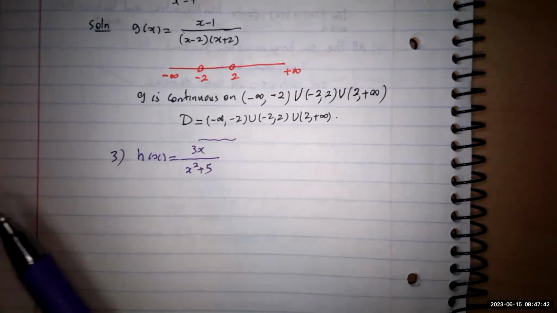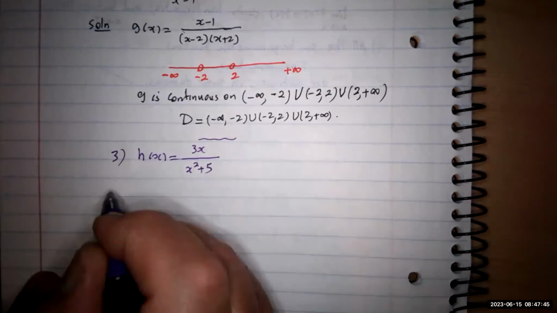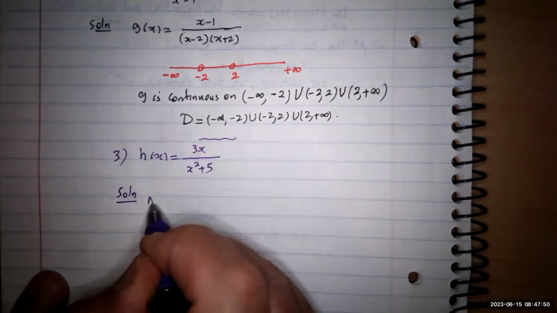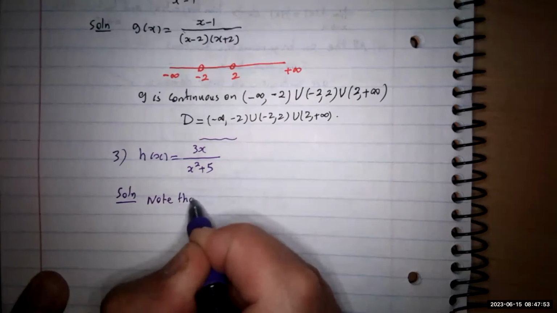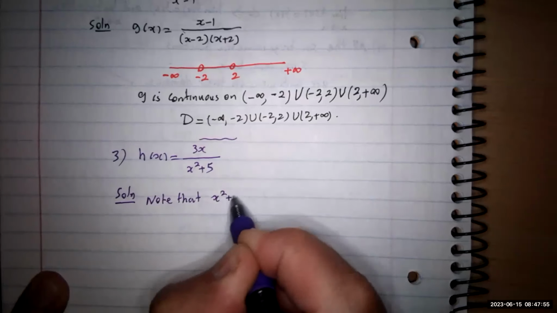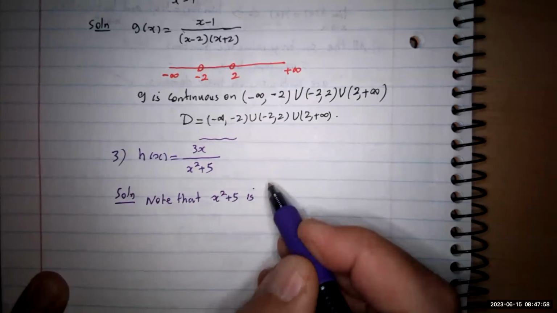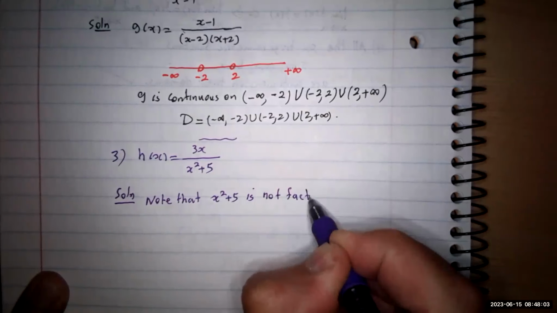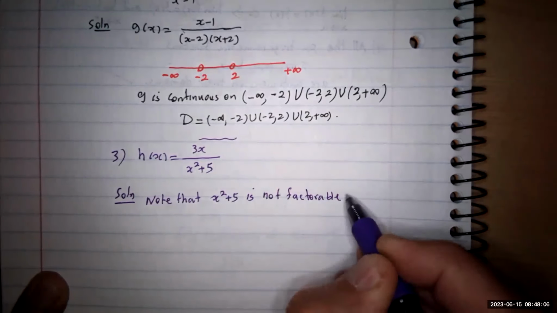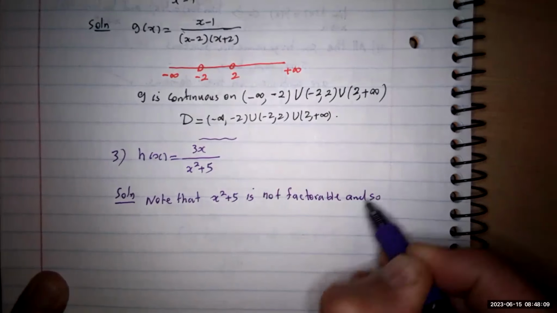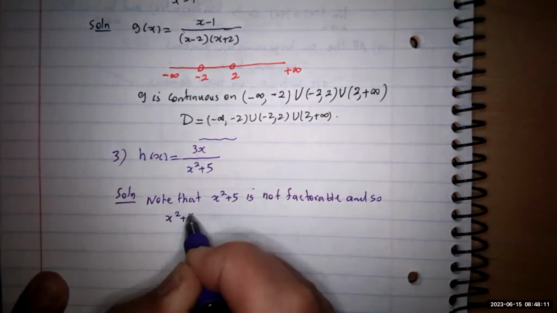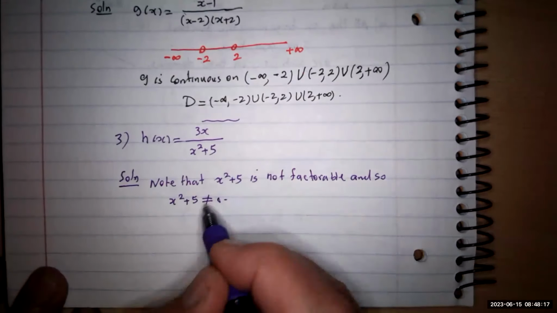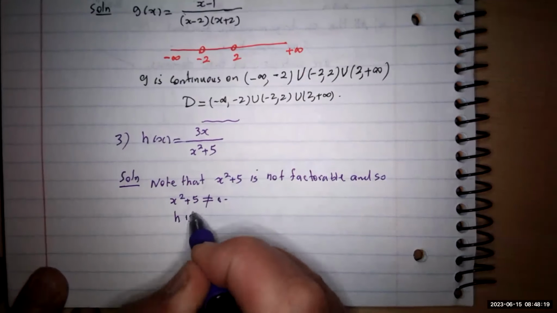You will see this one from time to time. So the solution is to note that x squared plus 5 is not factorable, and so it's never 0. So that's going to be the case. H is continuous everywhere. H is continuous.